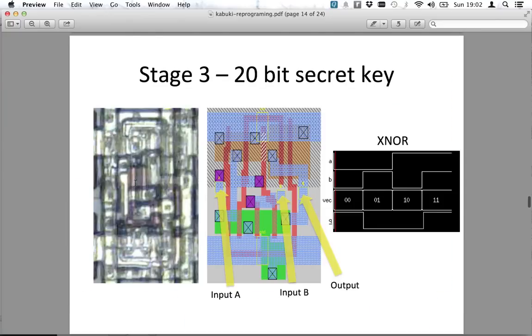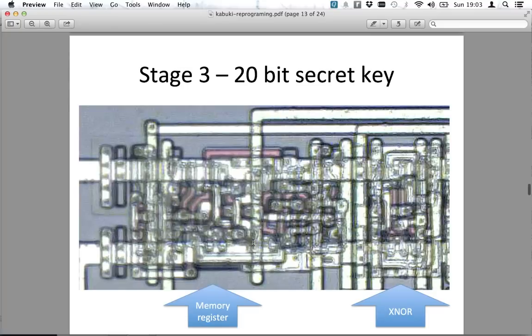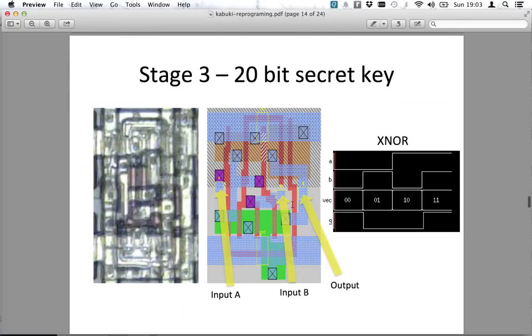And here I have the XNOR again, and a simulation that I made in one of the IC design programs, just to confirm that I was looking at the right thing. And obviously the electrical simulation also tells us that this is a valid XNOR. You have 2 inputs, A and B, here and here, and 1 output, marked as Q, which is this large pad here.